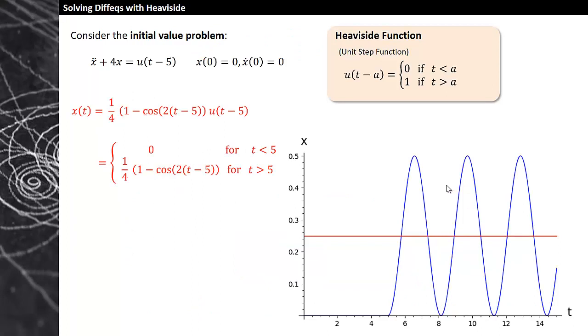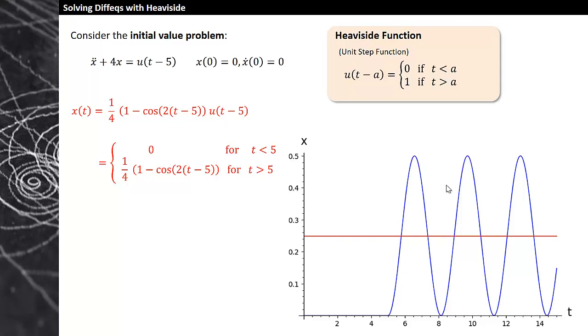I actually want to break it down into what happens for t less than 5 and what happens for t greater than 5, so that we can try and make sense of this solution and see if it matches what we would have expected. For t less than 5, the Heaviside function is 0, and so we have 0 times the 1 minus cosine term, which is just 0. So for t less than 5, our solution is exactly 0. For t greater than 5, however, the Heaviside function turns on and becomes 1, and so we have a time-dependent solution for x of t, 1/4 times (1 minus cosine of 2(t minus 5)).